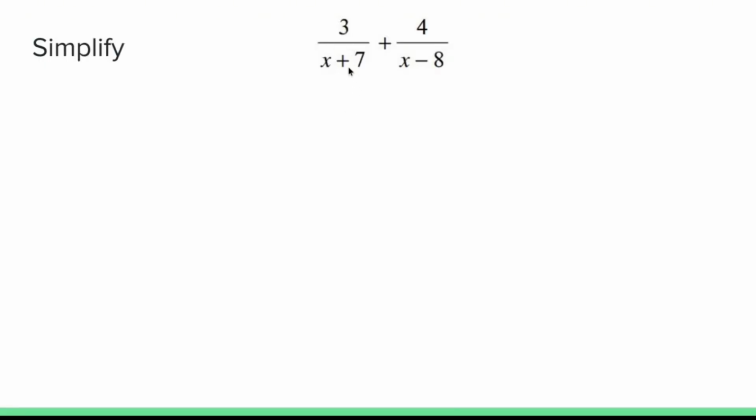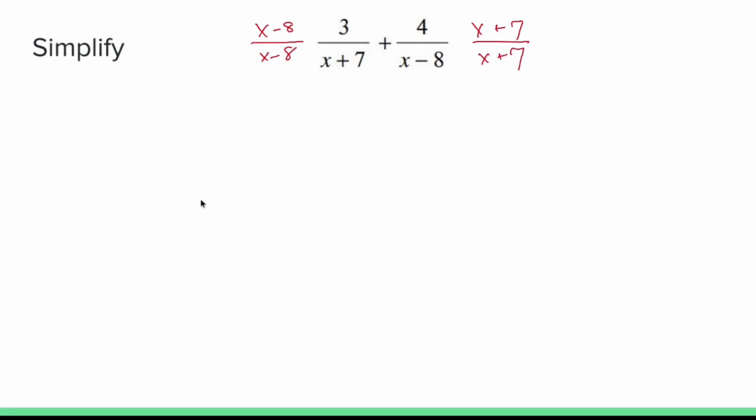Simplify 3 over x plus 7 plus 4 over x minus 8. When adding fractions, you need to make sure that the denominators are the same. These guys aren't the same, not even close. And the fact that the denominators are both binomials, it's not a simple matter as if I add 7. It's not that simple. Since they are completely different binomials, you have to multiply this fraction by x minus 8 over x minus 8, and this fraction by x plus 7 over x plus 7.